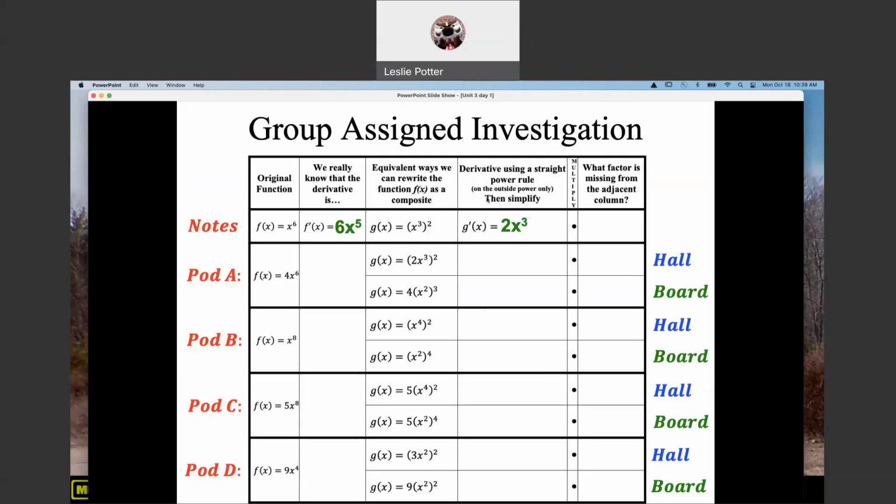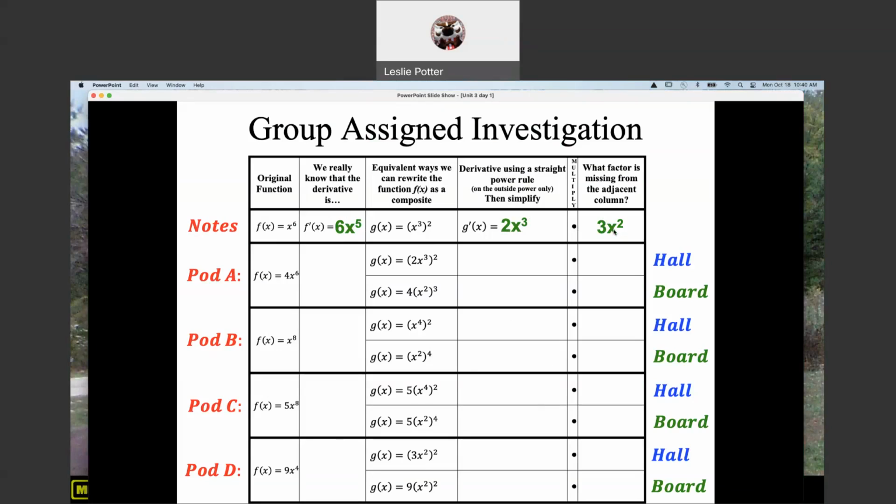Then I look at this, because this obviously isn't right all by itself. I need a multiplier. I need a 6, so I'm going to need to multiply by 3. And I need an x to the 5th, so I'm going to need to multiply by a total of 3x squared. That's what you're going to go through for the 4 functions below. Does that make sense? Okay, go ahead and get started. You have until 10:45 to get your Post-its on the chalkboard.